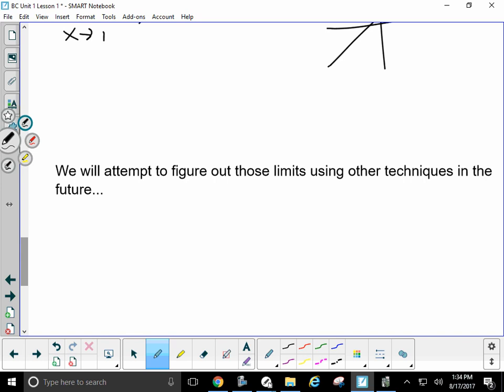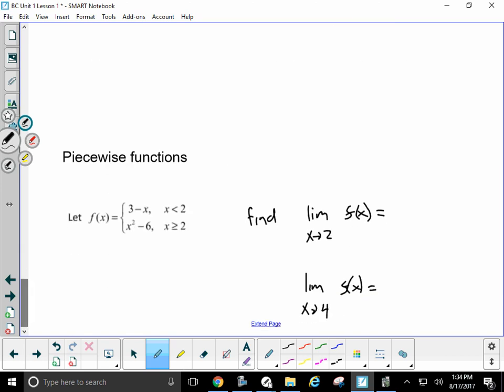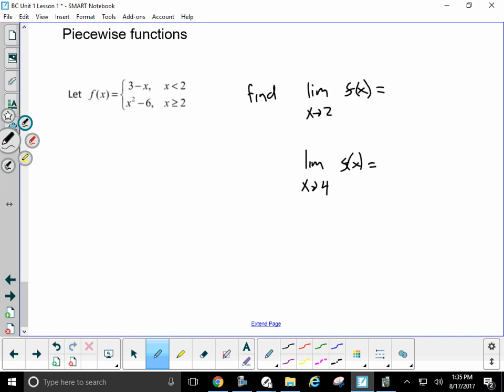There are other techniques to find that limit. We are actually not going to worry about those techniques until much later in this class. So as long as you can use your calculator to find those limits and look at a graph and find limits, then you're going to be good to go.